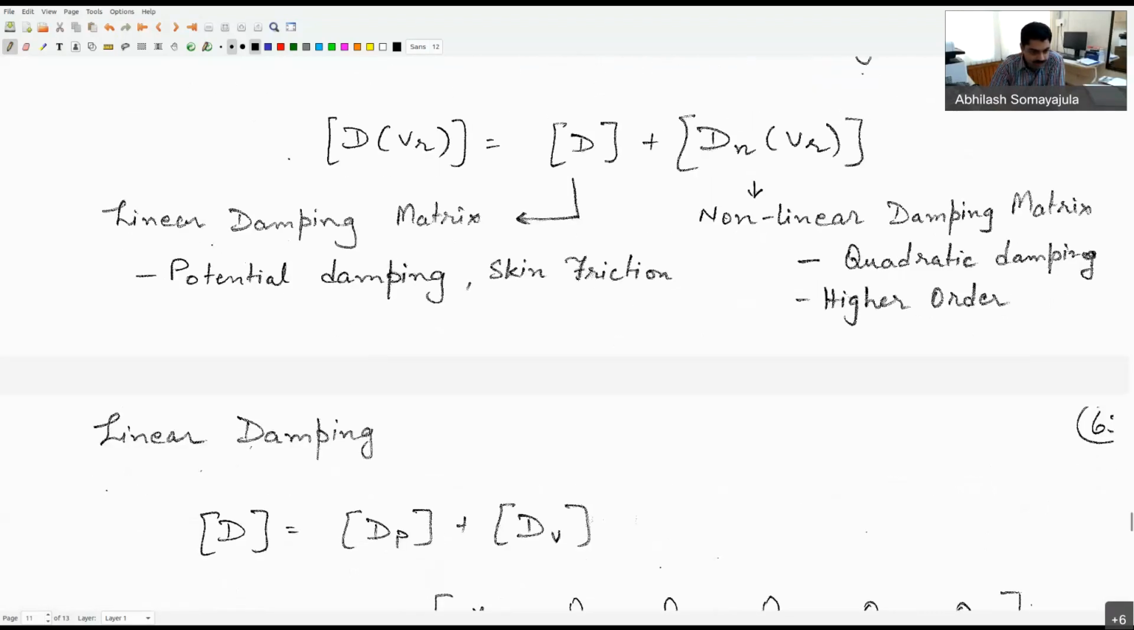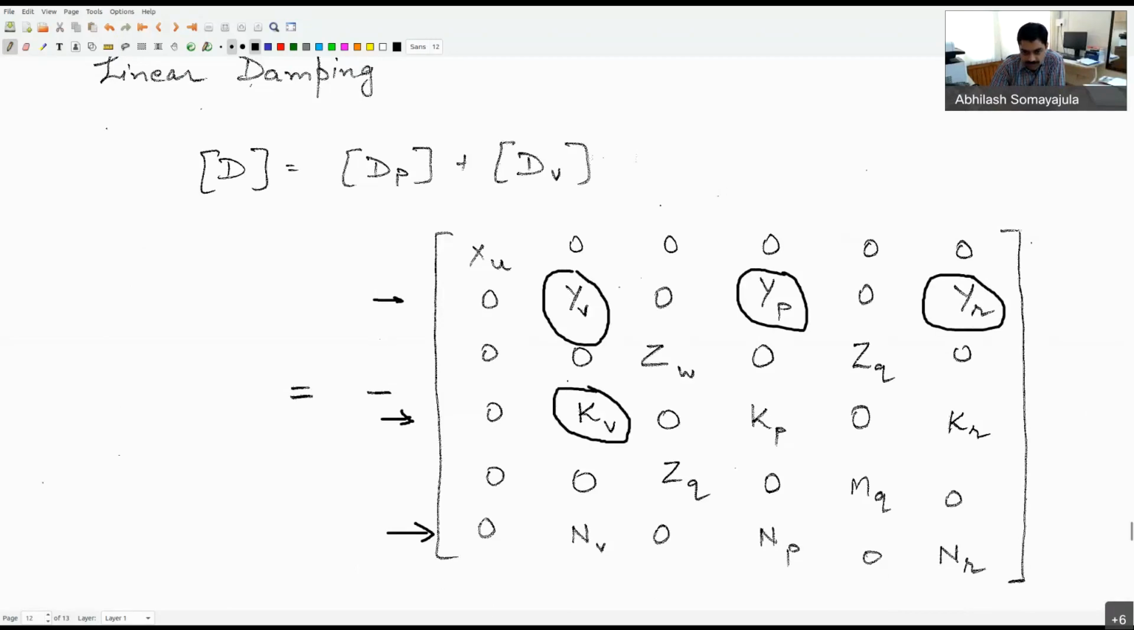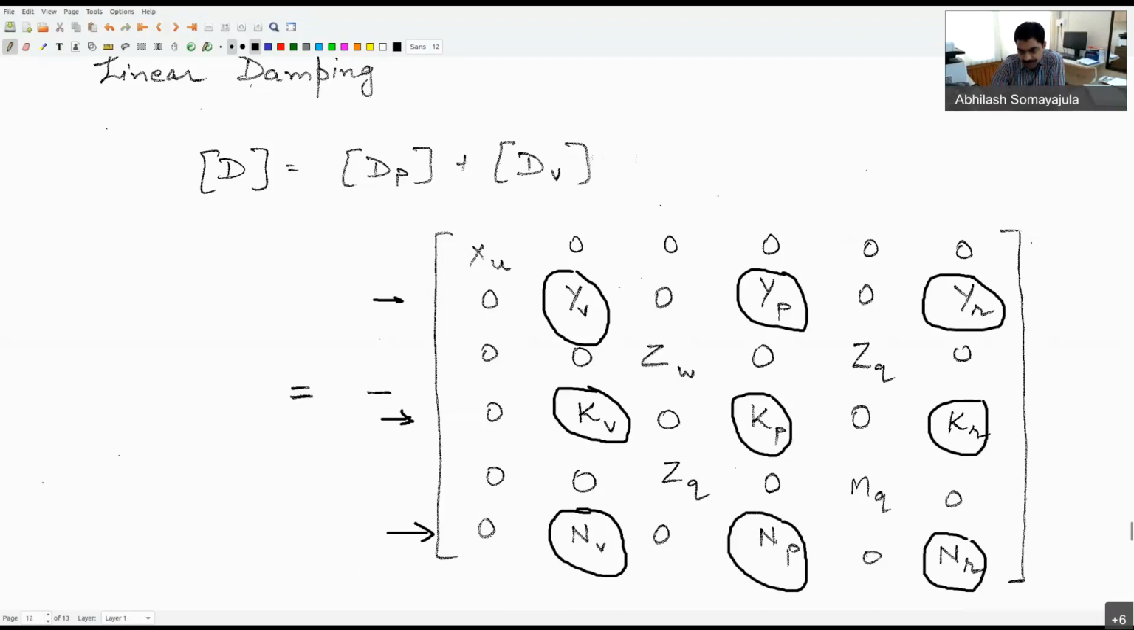Okay, so the linear damping in general can be shown to be a matrix which is composed of cross couplings between the sway, roll and yaw. You will see some cross coupling happening between them. So this is sway to sway, sway to roll, sway to yaw. This is roll to sway, roll to roll and roll to yaw. Similarly, yaw to sway, yaw to roll and yaw to yaw.